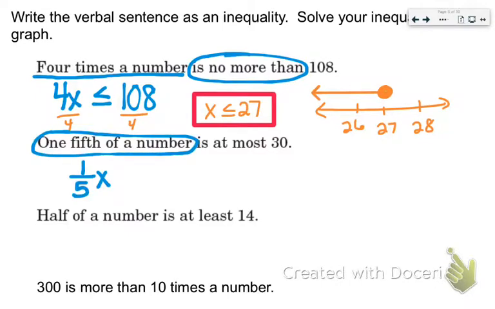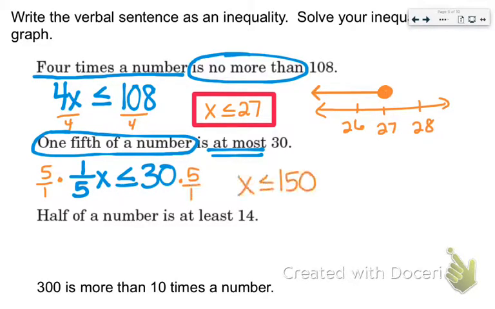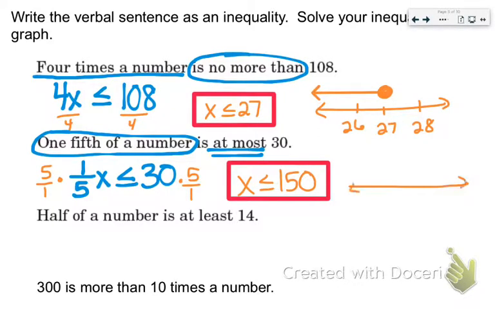Next, we have 1/5 of a number. So of a number means we're going to multiply by that number, which we don't know, so we're going to use x. At most. So that means it can be 30, but it's at most 30. So it can be anything less than 30 or equal to 30. In order to solve this, multiply both sides by the reciprocal, which is 5 over 1, and we get x is less than or equal to 150. Again, for this one and the previous one, we did not have to flip our sign because we multiplied and divided by positive numbers. So when we go to graph, closed circle at 150, arrow going to the left.